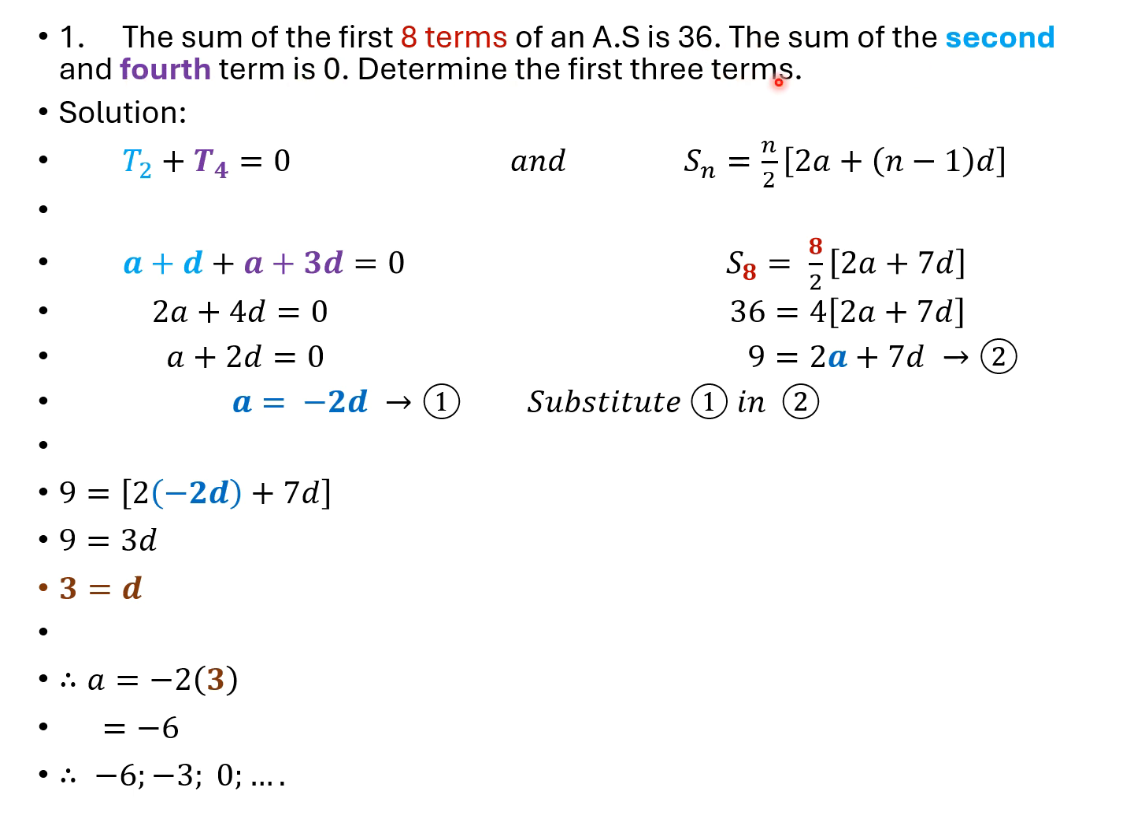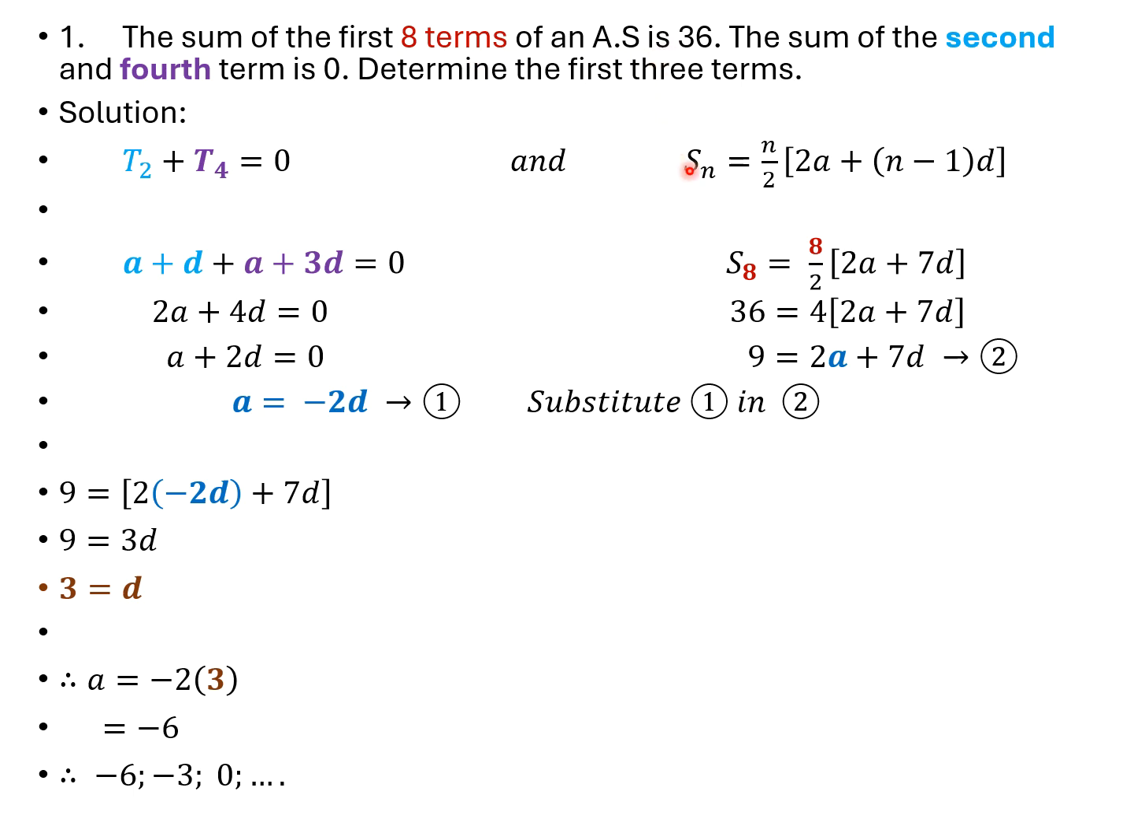Determine the first 3 terms. The sum of the second term plus the fourth term, so term 2 plus term 4, equals 0. That's the sum of the second and fourth term. The sum of the first 8 terms, meaning term 1 plus term 2, term 3, term 4, term 5, all the way to term 8, is 36.